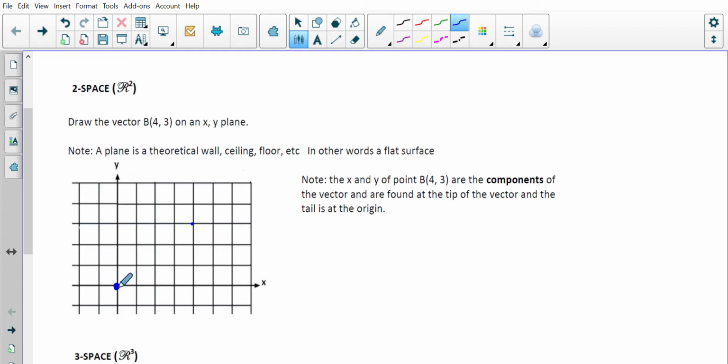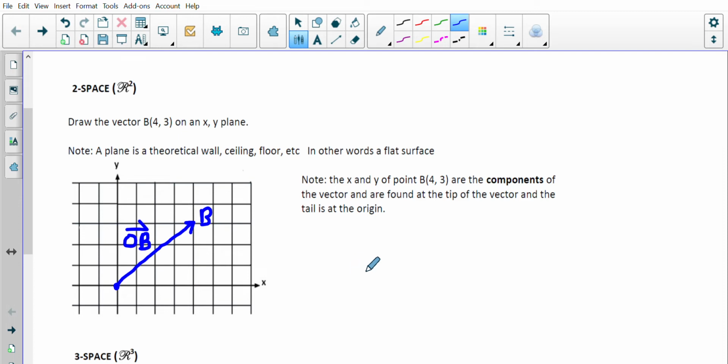So I'm going to draw that vector. There we go. And I'm going to call that point B there. So this would be vector OB, from the origin to point B. And note the x and y of point B, which is 4, 3, are the components of the vector and are found at the tip of the vector, and the tail is, like I said, at the origin.